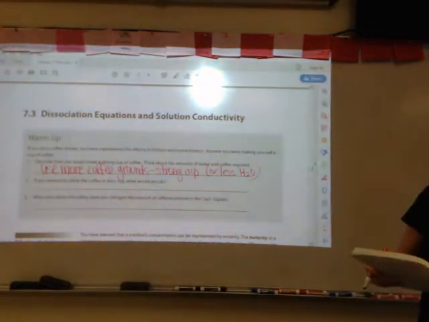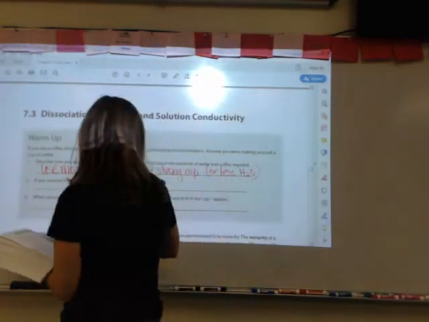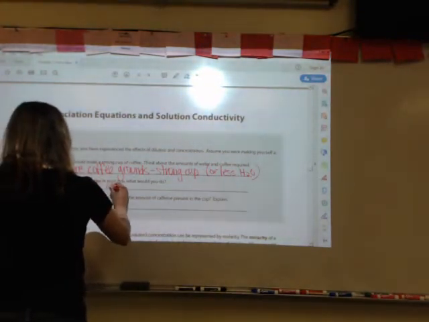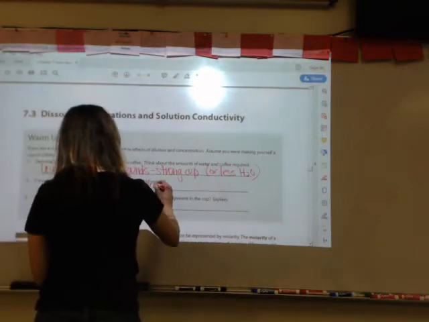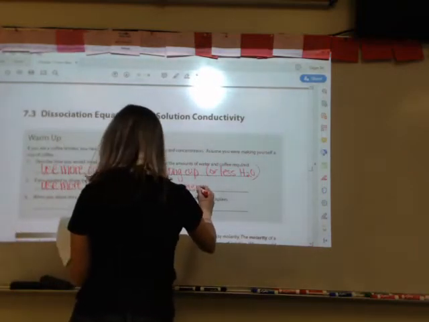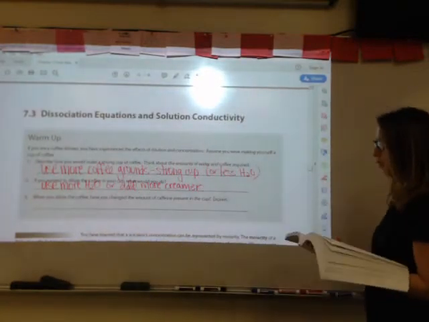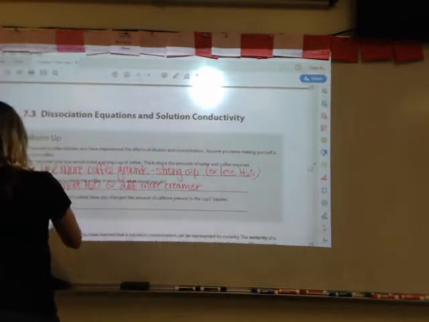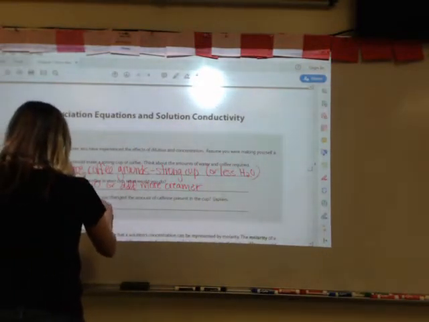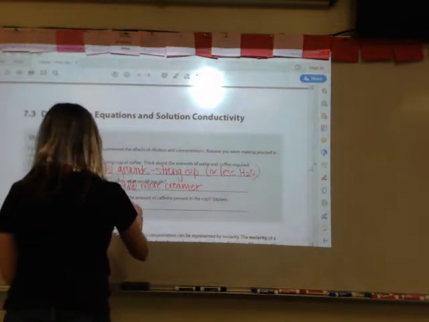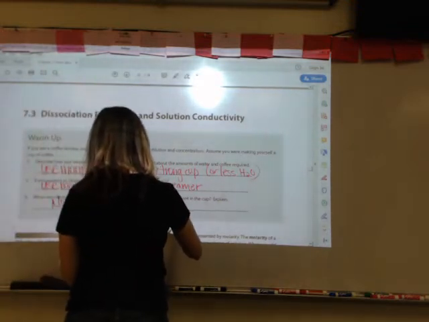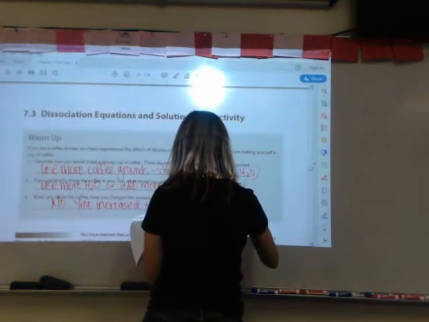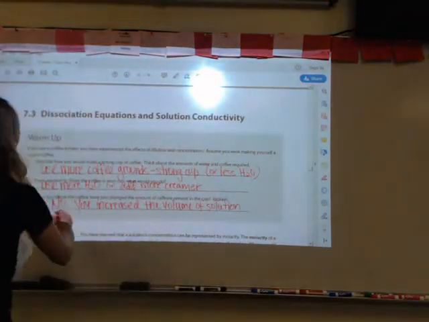Number 2, if you wanted to dilute the coffee in your cup, what would you do? Well, you could use more water, or you could add more creamer. Number 3, when you dilute the coffee, have you changed the amount of caffeine present in the cup? Explain. No, you haven't, and that's because you simply increased the volume of the solution. So you didn't add more coffee grounds.